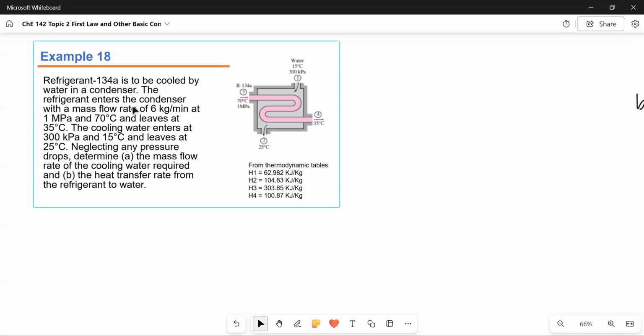The refrigerant enters the condenser with a mass flow rate of 6 kg per minute at 1 megapascal and 70 degrees Celsius and leaves at 35 degrees Celsius. The cooling water enters at 300 kilopascals and 15 degrees Celsius and leaves at 25 degrees Celsius. Neglecting any pressure drops, determine letter A, the mass flow rate of the cooling water required, and letter B, the heat transfer rate from the refrigerant to the water.